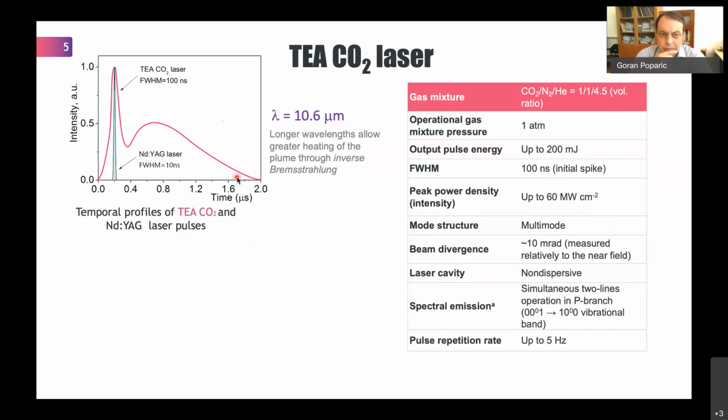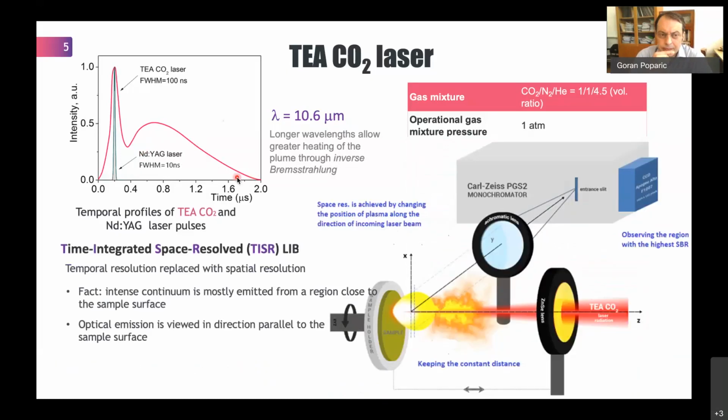The other difference between our LIBS setup and generally used LIBS setups is regarding the spectral acquisition methods. In our experiments, we replace the temporal resolution with spatial resolution. It's based on the fact that intense continuum is mostly emitted from the part of the plasma close to the sample surface. By choosing the region of the plasma and projecting it directly, parallel to the entrance of the monochromator, we can observe the region of the plasma with the highest signal to background ratio.